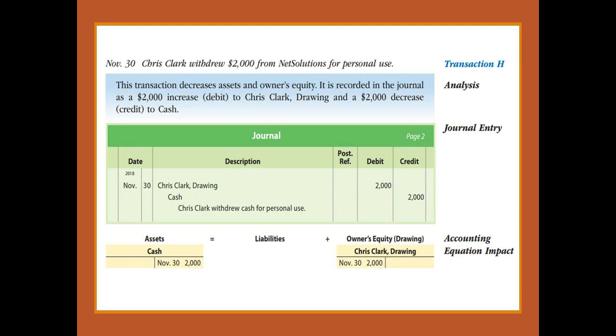Transaction H. November 30. Chris Clark withdrew $2,000 from NetSolutions for personal use. The analysis is: this transaction decreases assets and owner's equity. It is recorded in the journal as a $2,000 increase or debit to Chris Clark, drawing, and a $2,000 decrease or credit to cash. The accounting equation impact: assets equal liabilities plus owner's equity. Cash decreased $2,000, Chris Clark, drawing, increased $2,000.